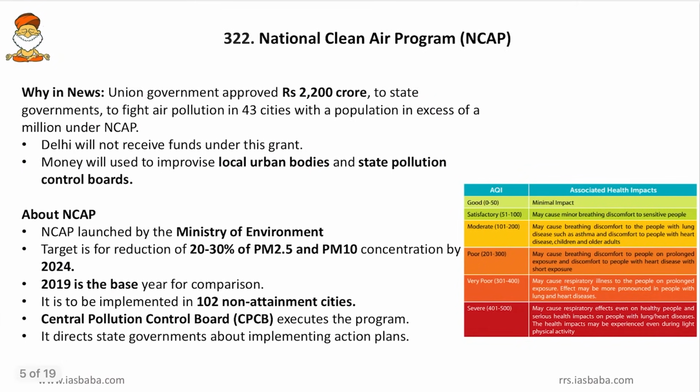Then coming to next, the National Clean Air Program. Friends, why was it in news? Because the Union government has approved 2,200 crores to state governments to fight air pollution in the 43 cities which have a million population. However, Delhi will not receive these funds because of various politico-economic reasons. The money will be used to improve the local urban bodies and state pollution control boards. So these are the two areas where the funds will be utilized.